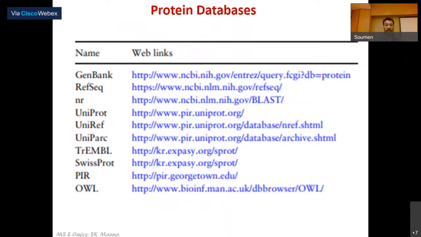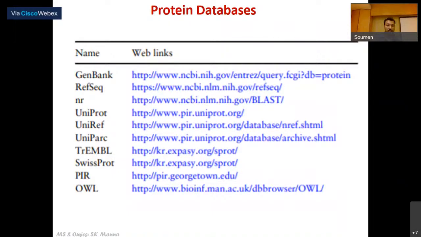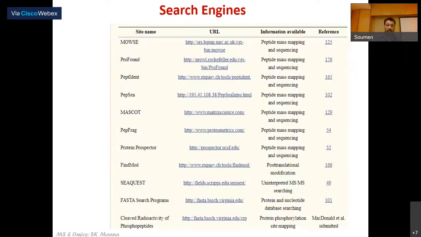So these are different protein databases, and most widely used are GenBank or SwissProt.